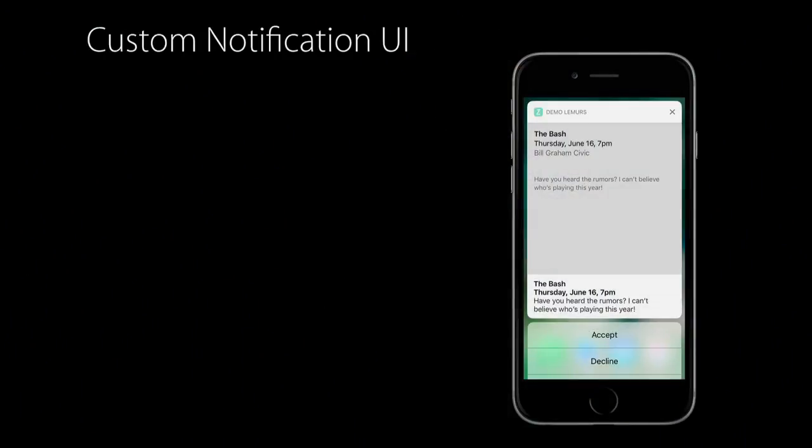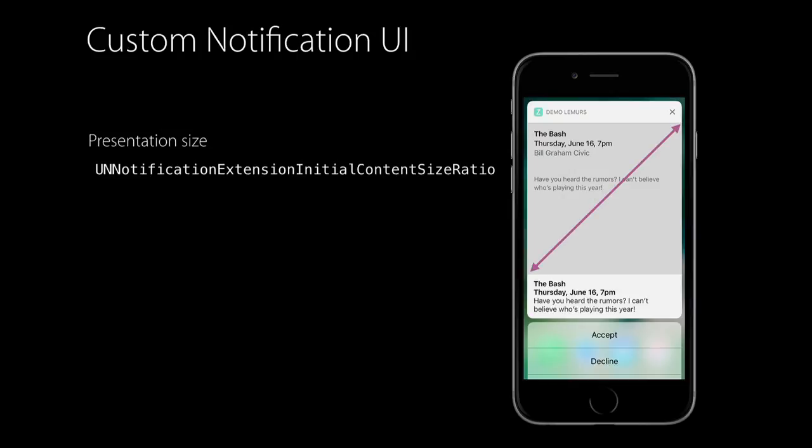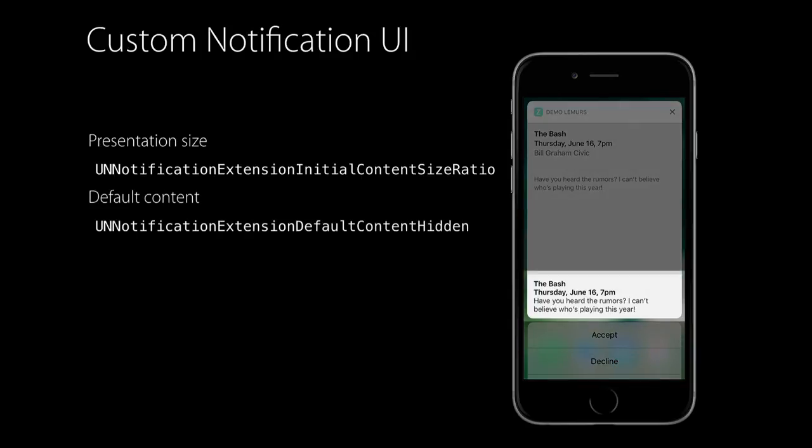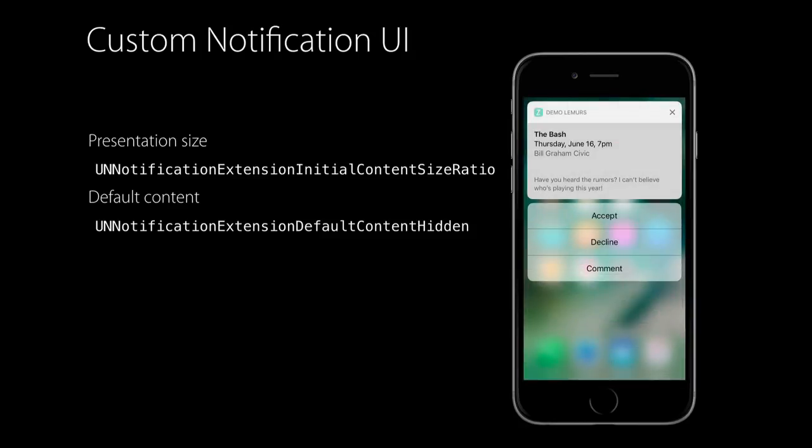We wanted to do a custom notifications UI. We started with this custom UI that's pretty basic, but has all my custom content, has additional information that was not in the payload, but it was the wrong size. So we fixed the presentation size by using the initial content size ratio. And then we fixed the duplicated content by setting the default content type hidden flag. And we went from the beginning to this. This looks better than when we started. Still not great, but I do have an appointment at Design Lab today to fix it.